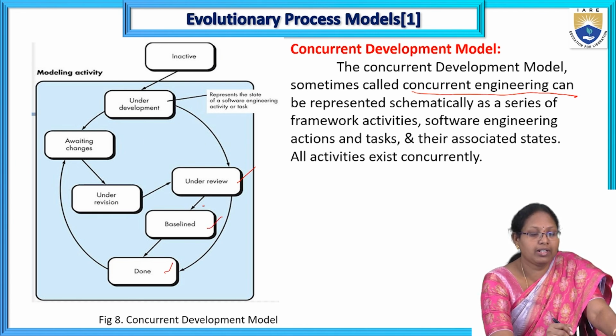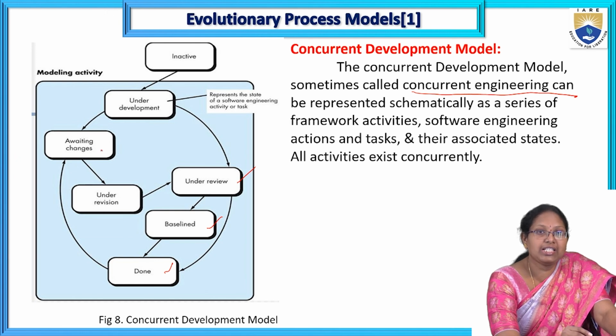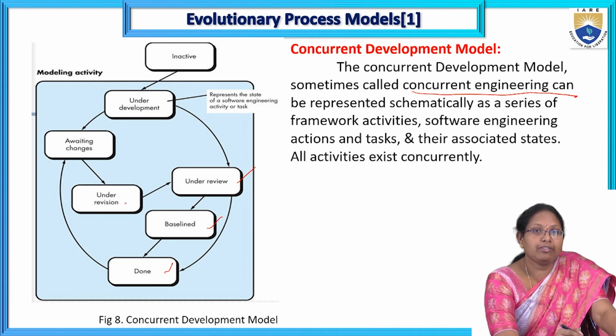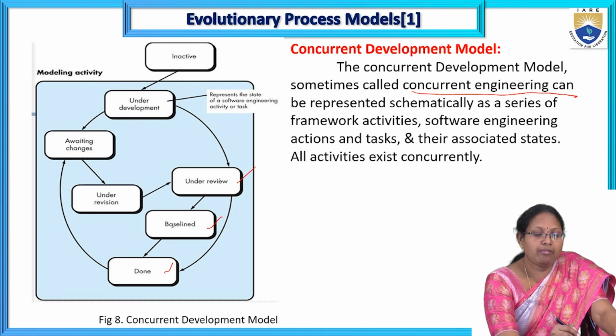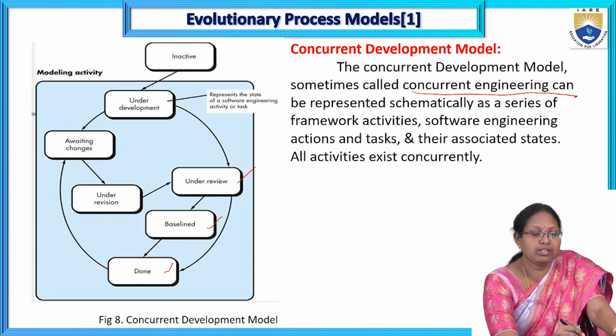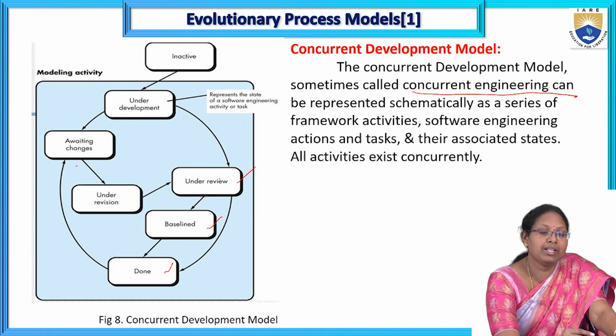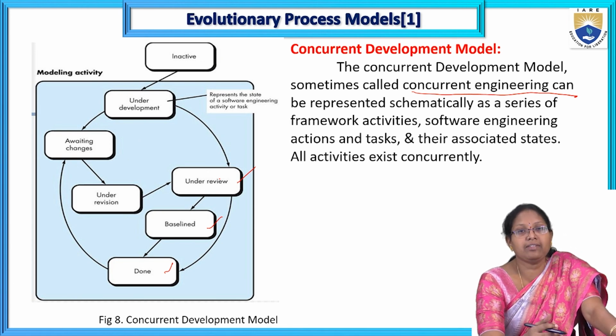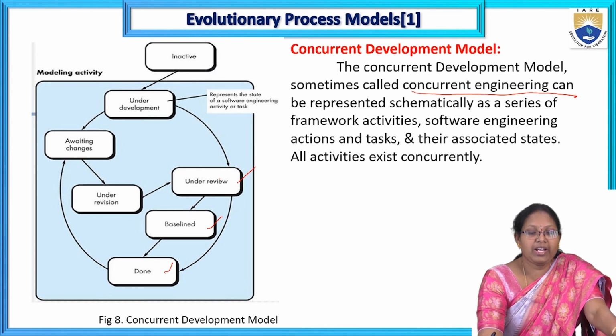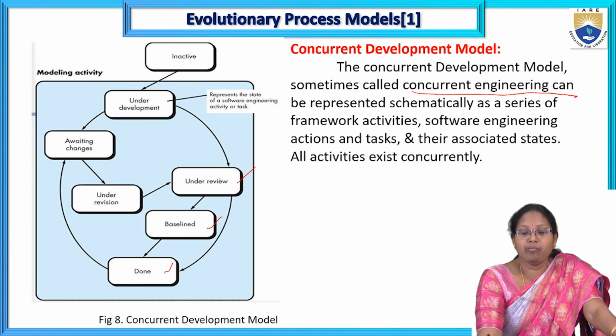Then again it goes to awaiting changes. Once any changes occur, it goes under revision. When the revision is over, it goes under review. When that review is also over, it goes to baseline. After this, the done state is reached. Once the process is over, it goes again to awaiting changes. That is the modeling activity. All concurrent activities go in a concurrent fashion in the concurrent development model.